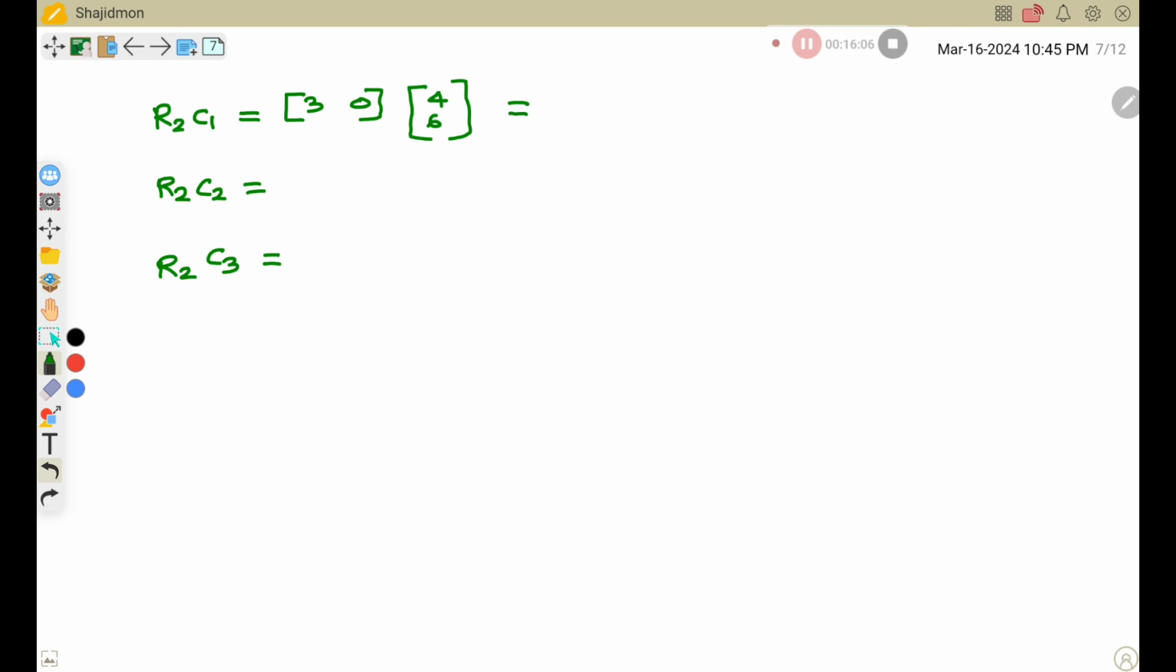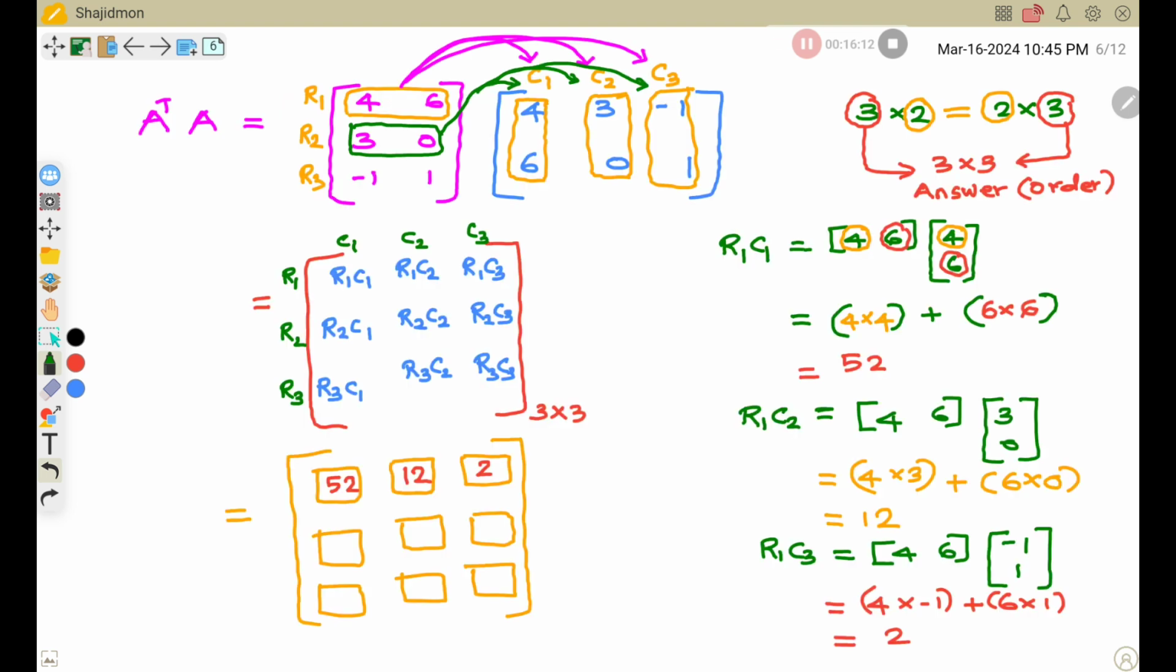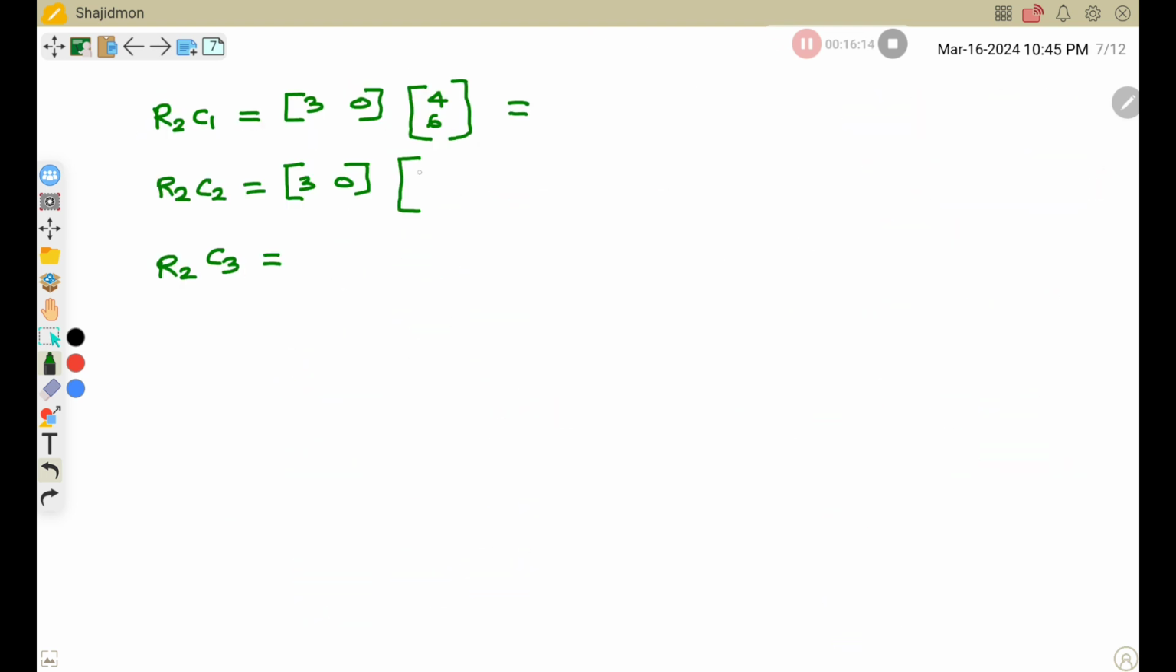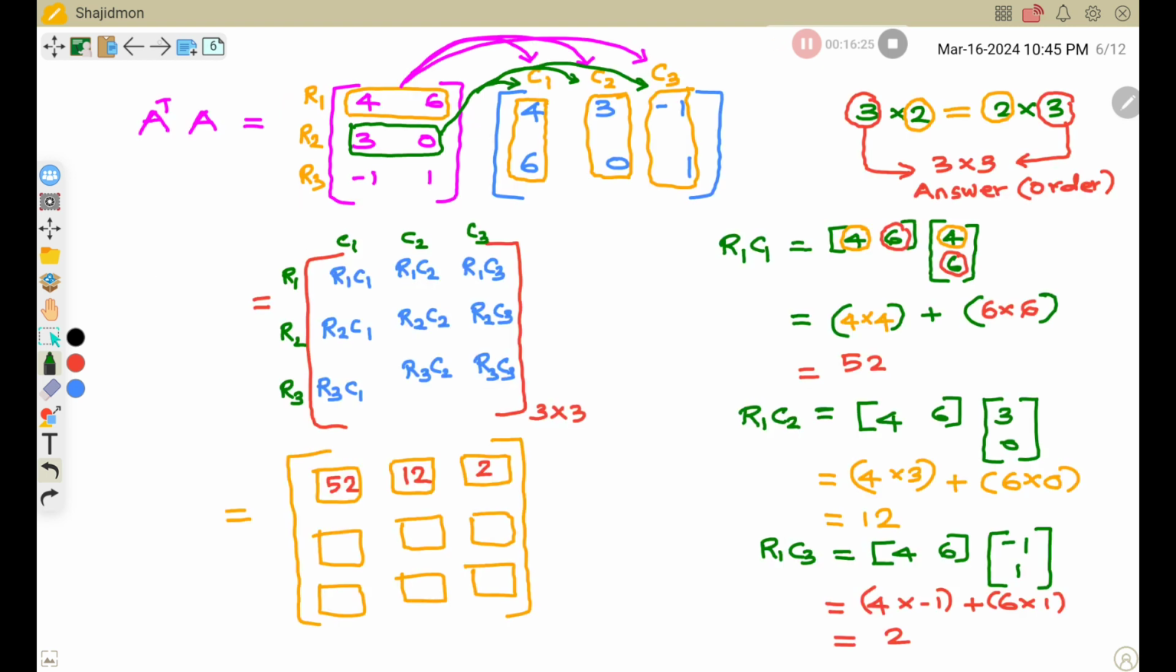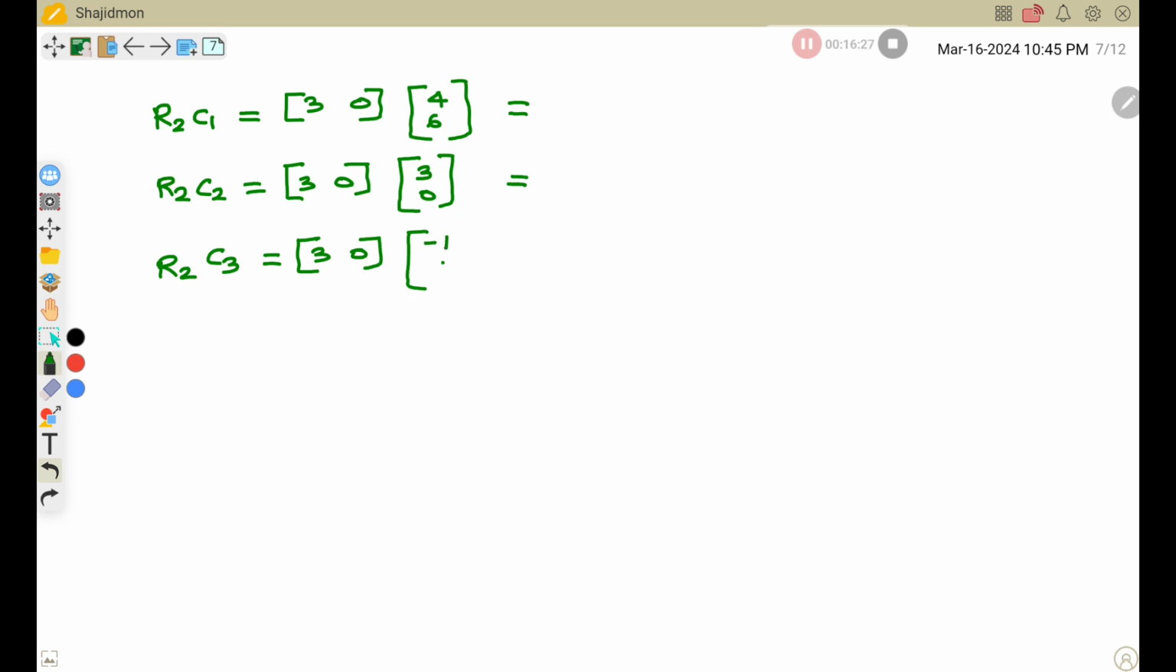Same way, second row, that is 3 0, multiply with the second column. What is the second column? 3 0, correct? So 3 0, we need to multiply this one. Same way, second row 3 0 multiply with column number 3. Column number 3 means minus 1 1. So you will get the third number here.